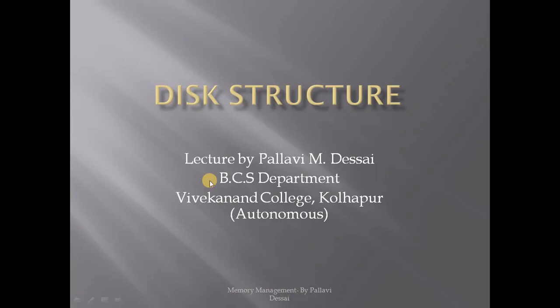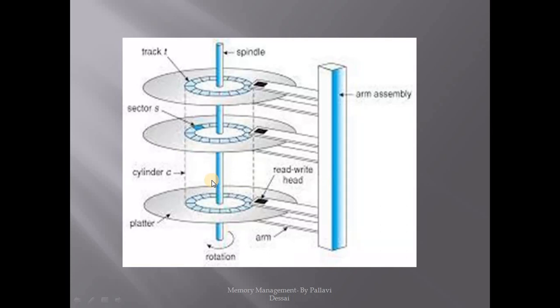Students, today we shall see the next point of memory management, that is disk structure. You already know the disk structure. You can see in this diagram that this is the spindle at the center. This spindle passes through the central hole in the cylinders. These are known as the disk. So there is more than one disk in one complete hard disk.